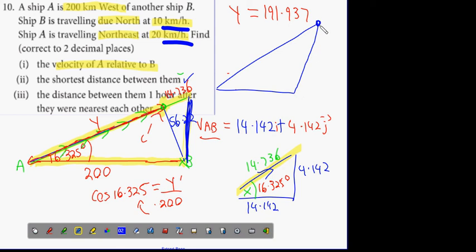A is now located up here. B is fixed in its position. This is the starting point of A. Now it's all the way up here. And I need to find this distance here. I know that this here is 200. I know that this is the angle 16.325. And I also know that this length here is going to be what, guys? It's going to be 191.937 plus 14.736. So what's 191.937 plus 14.736 in the calculator, please?